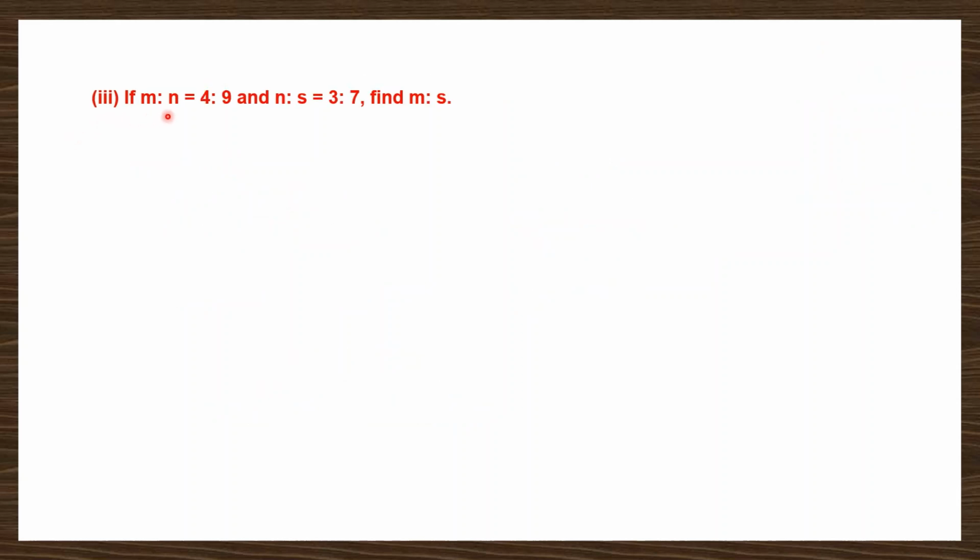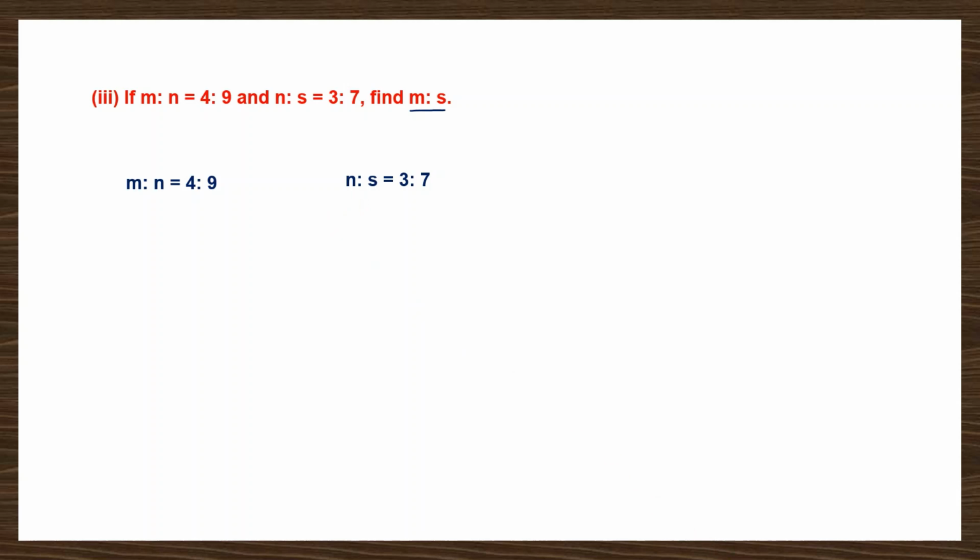Question 3. If m is to n is equal to 4 is to 9 and n is to s is equal to 3 is to 7, find m is to s. So let's write down what's given. So m is to n is given to us and n is to s is given to us. So 3 is to 7. Now what have we been asked to find? We've been asked to find only the ratio between m and s. M is to s. That means we have to remove n from both. From both the ratios we have to remove n.